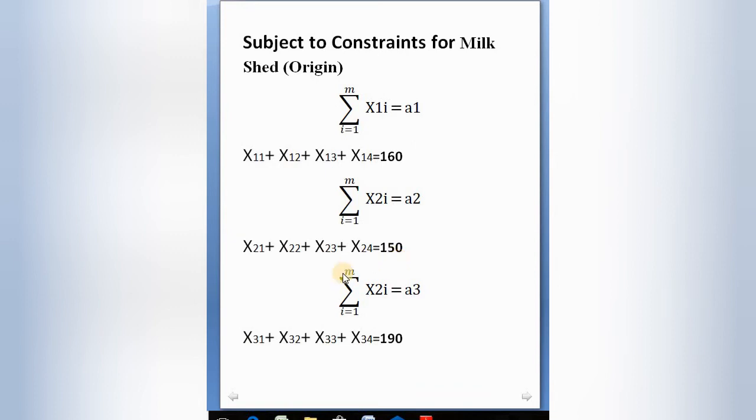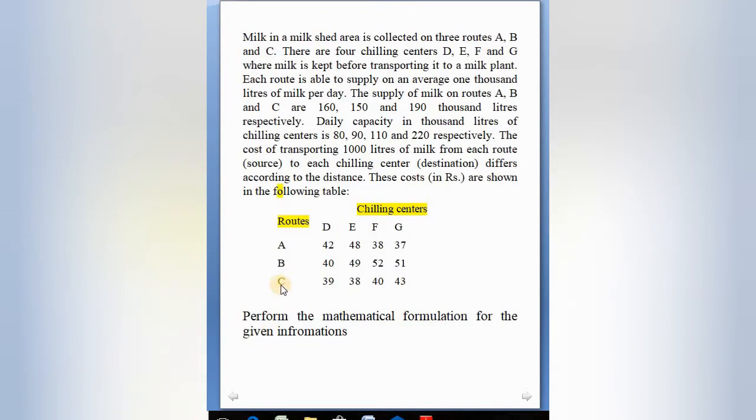And now let us look into another constraint in milk shed. So that's the third constraint. We can codify it as 3 1, 3 2, 3 3, 3 4. Transport of goods from C to D is 3 1. Transport of goods from C to E is 3 2. Transportation of goods from C to F is 3 3. Transportation of goods from C to G is 3 4.